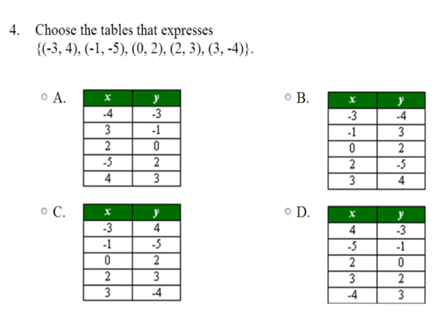In the next example, it says choose the table that expresses the following relation. Now in this, we should have the x-coordinate listed first and the y-coordinate listed second. If we check for option C, that's the only one that correctly expresses the first ordered pair. Then we have -1, -5 is correct, 0, 2 is correct, 2, 3 is correct, and 3, -4. So C would correctly express the relation.